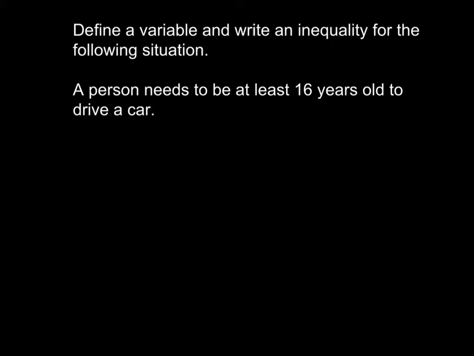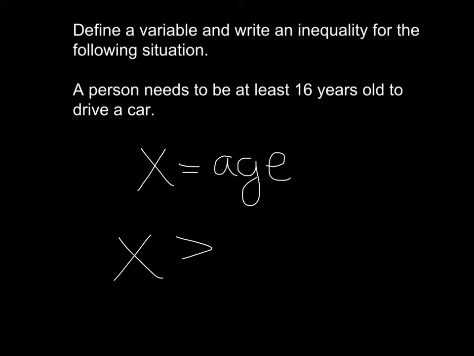So a person needs to be at least 16 years old to drive a car. So first you're going to define a variable. So x could equal the age that you need to be to drive a car. So therefore, if you need to be at least 16 years old, you need to be greater than or equal to 16 years old. So greater than or equal to 16. You obviously can't be younger than 16 to drive a car.